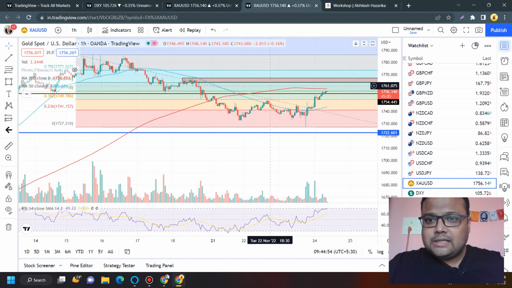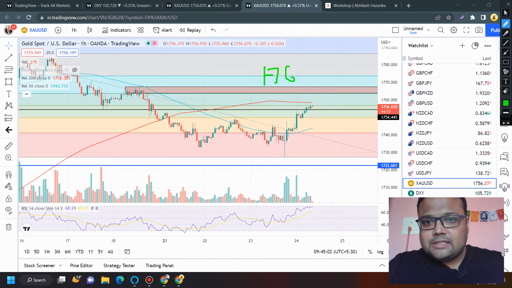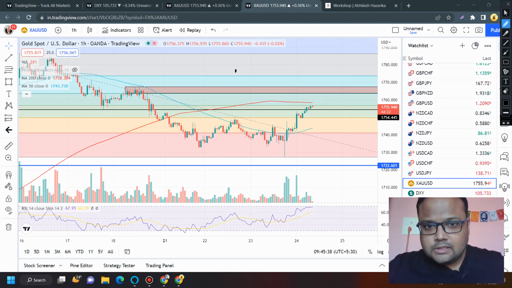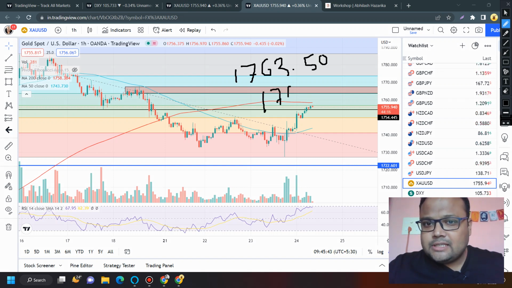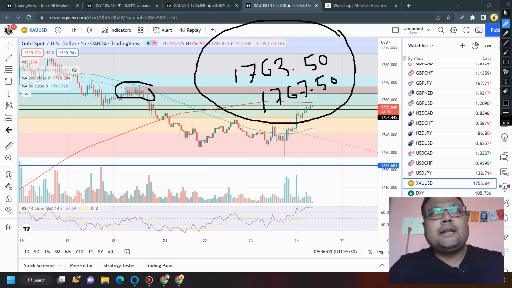And another selling opportunity can be around 1763. Wait, let me change the color. 1763.50 to 1767.50. This can be another selling opportunity for us. If the market goes up and you see the market forming candles like this, then you can consider taking a sell position. Again, your target should be around 30 to 40 pips only.